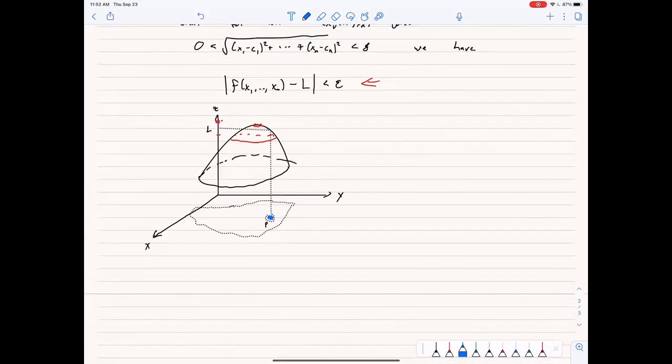So everywhere in this disk will land you within this kind of interval region. And you can do it no matter how tight you make that band, right? No matter how small that epsilon is, this epsilon here, which would make it tighter and tighter around that value, you can always find a small enough disk that will land you. That's the idea behind this definition.